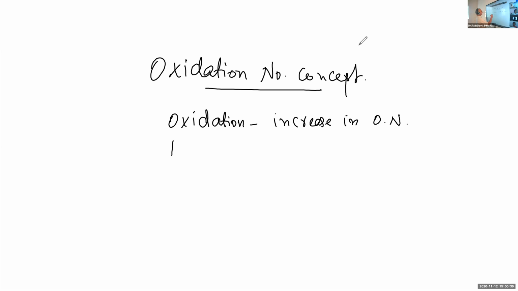While reduction is a decrease in the oxidation number. This is called a reduction. Suppose the oxidation number is 0 and that is changed to -1. So there is a reduction in the oxidation number.